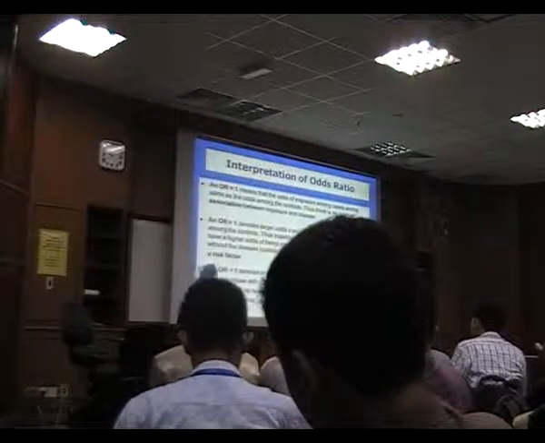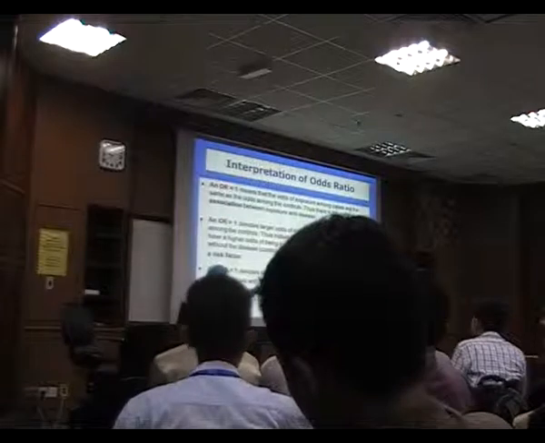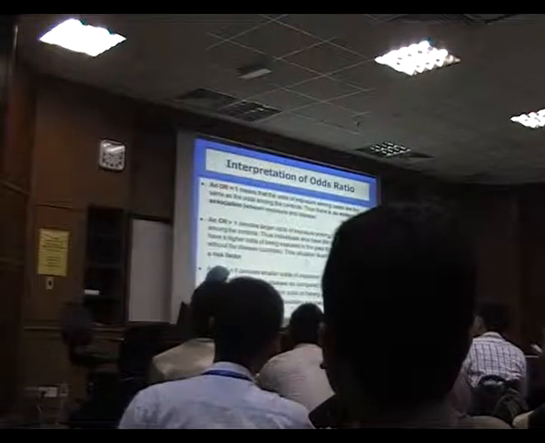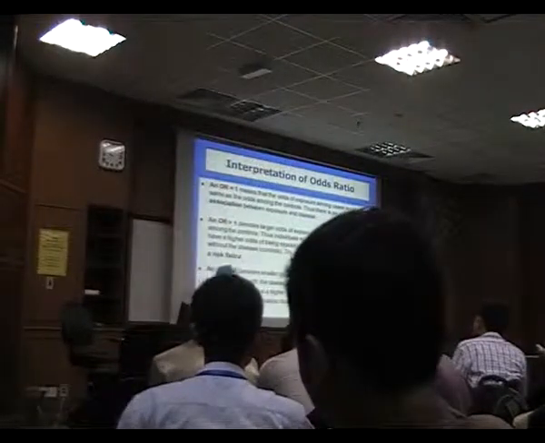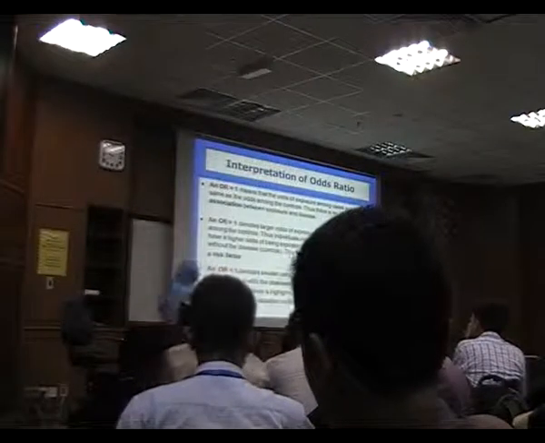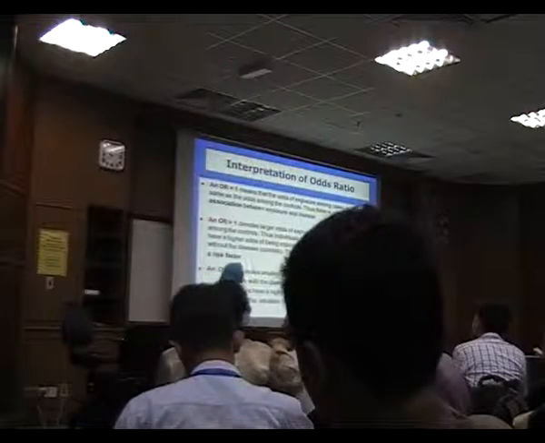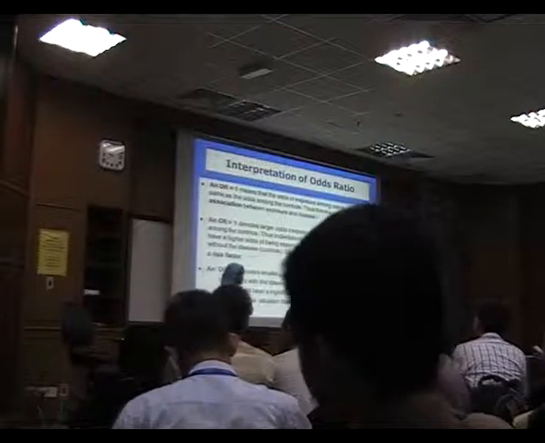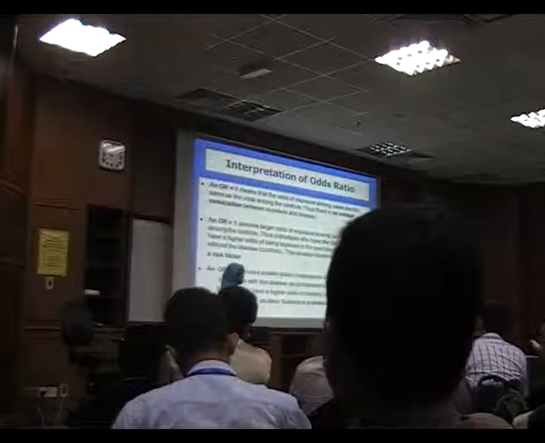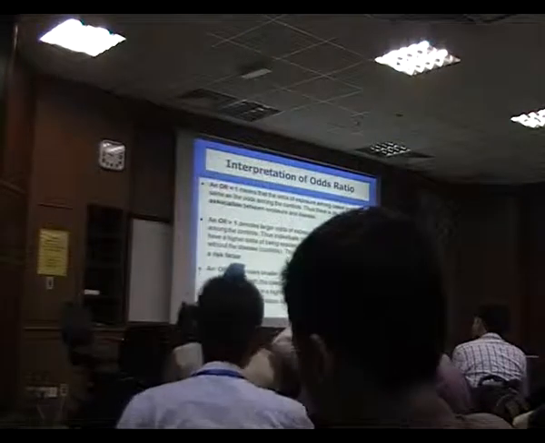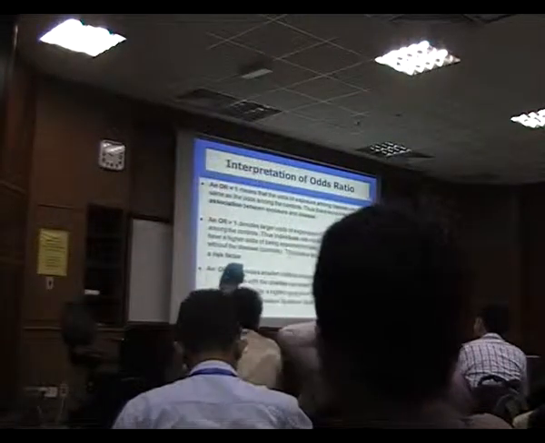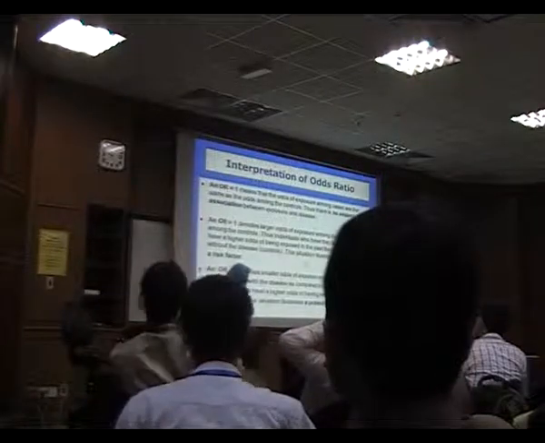If odds ratio is more than 1, you got 9.7, it is more than 1, isn't it? If it is more than 1, then it denotes that odds of exposure among cases are larger than the odds of exposure among control. So it is the risk factor. Risk factor. You understand?